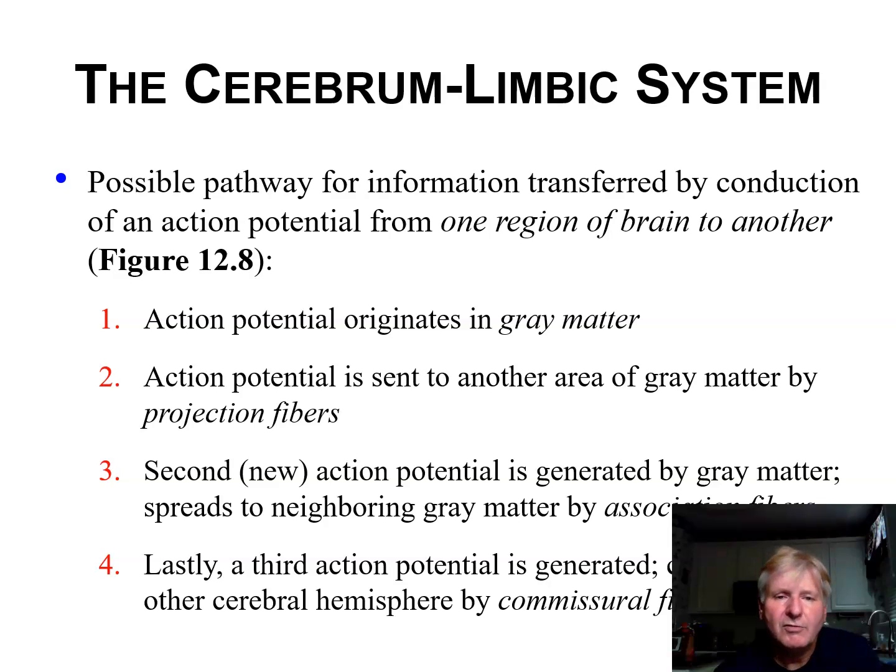So let's look at a potential pathway for information that's transferred by conduction of an action potential from one region of the brain to another. First, the action potential originates in gray matter. Remember, action potentials have to originate from the gray matter because that's the neuron cell body. The action potential is then sent to another area of the gray matter by projection fibers. Then a second new action potential is generated by gray matter, and then it spreads to the neighboring gray matter by association fibers, but they're restricted to the same hemisphere. And then lastly, a third action potential is generated, and the information can then be communicated to the other hemisphere by commissural fibers.